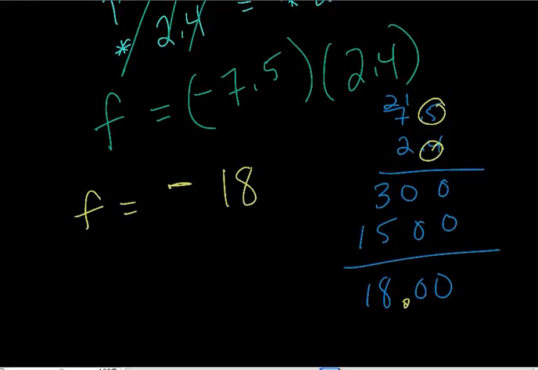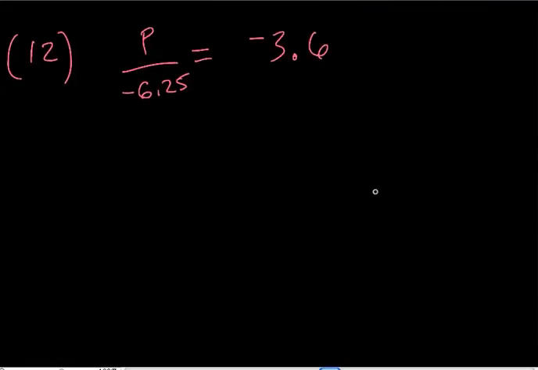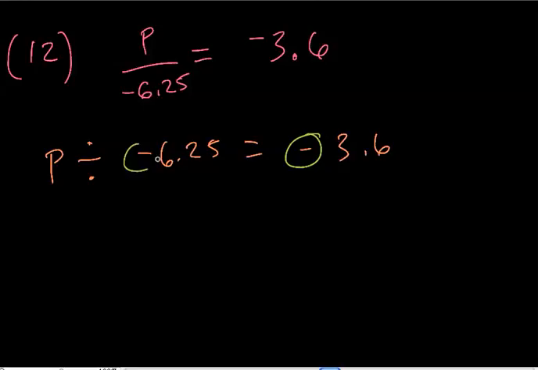Alright, the next problem, number 12, says p over negative 6.25 is equal to negative 3.6. This is kind of like the same thing, so I'm just going to rewrite it. P divided by negative 6.25 is equal to negative 3.6. And the first thing that I notice is both sides have a negative. The interesting thing about that is I can just cancel those negatives out. If the same thing is happening on both sides of an equation, I can just get rid of it. It makes my life a lot easier.